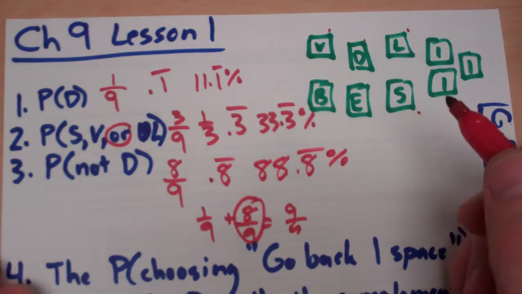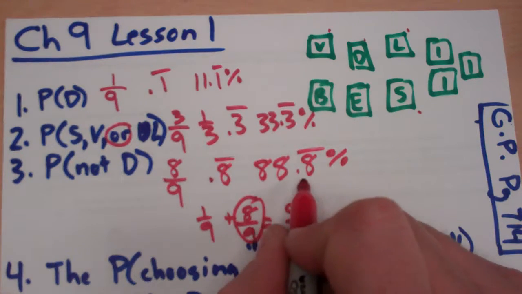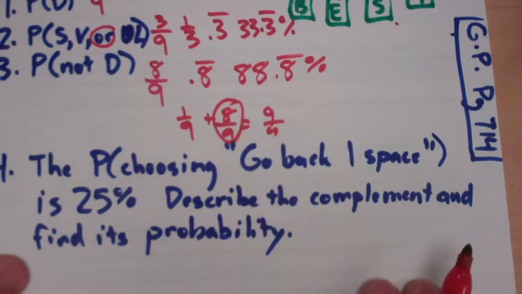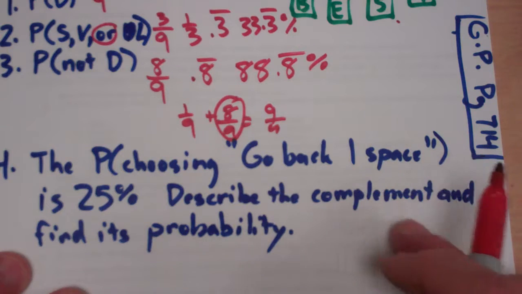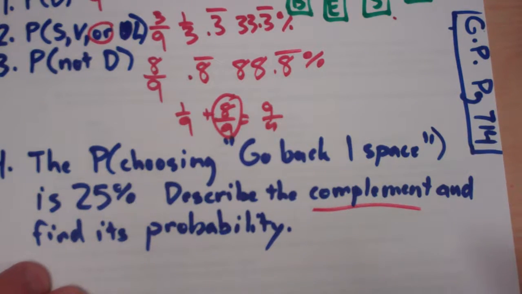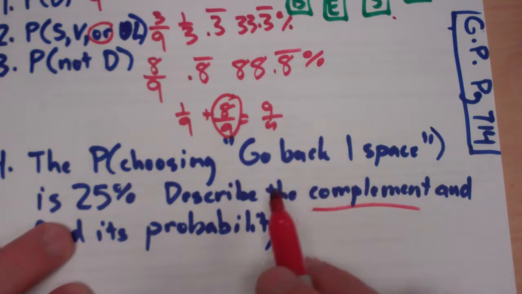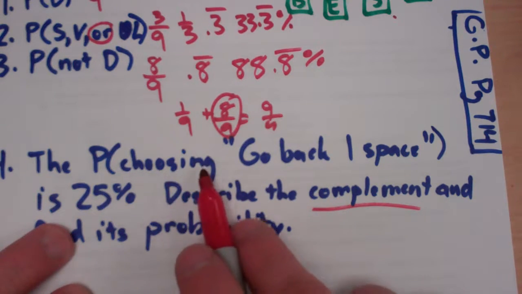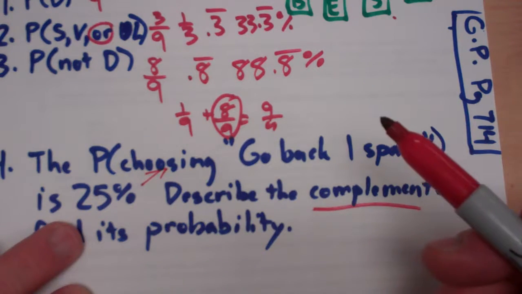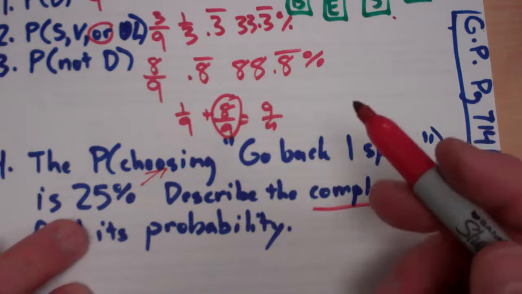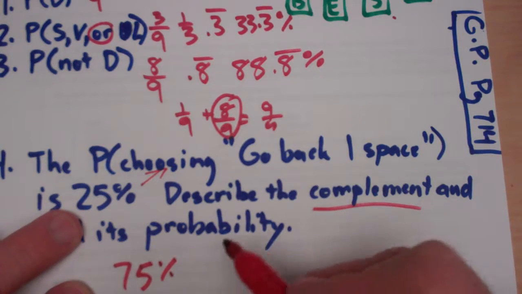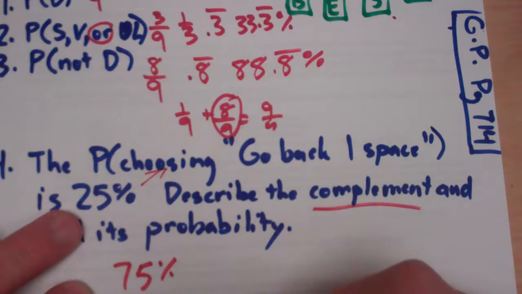Okay. Thank you. Move it 2 places, you get 88.8% repeating percent. Alright, number 4. Probability of choosing to go back 1 space is 25%. Describe the complement and find its probability. Once again, the complement is the probability that in this case you would not choose a go back 1 space. You have a 25% chance of choosing a go back 1 space. That means the complement would be a 75% chance of not choosing a go back 1 space.